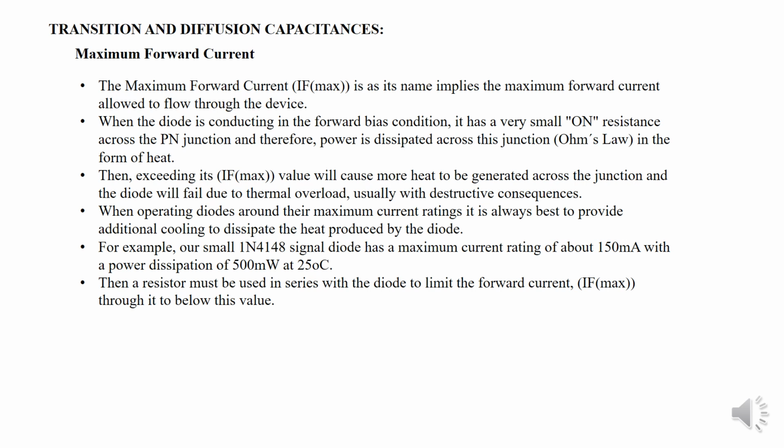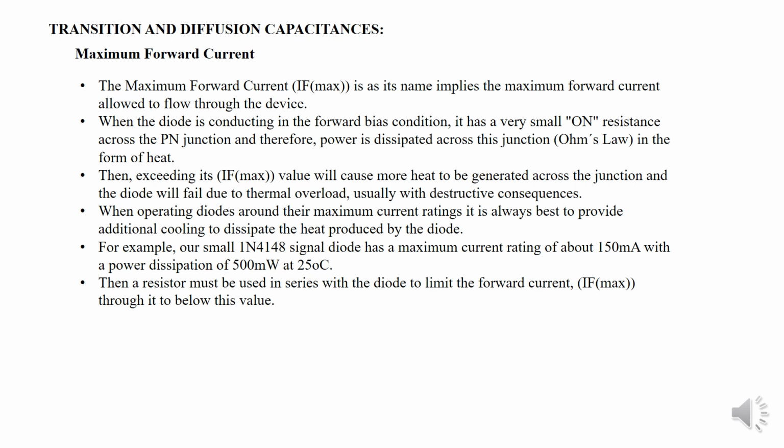And in the case of the diode conducting in the forward bias condition, it has a very small on resistance across the PN junction, and therefore power is dissipated across the junction in the form of heat. If it exceeds the value, more heat is generated across the junction, and the diode will fail due to thermal overload, usually with destructive consequences.